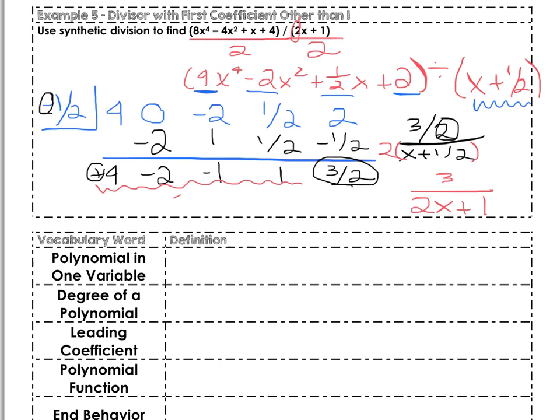These guys are going to be the new coefficients for our quotient. We were a degree 4, so now we're going to be a degree 3, so we're going to have 4x cubed minus 2x squared minus x plus 1, and then plus our remainder quantity of 3 over 2x plus 1. Hopefully that made sense. The part that you'll probably need to watch out for is dividing a fraction by a quantity. Your textbook does a pretty good job of explaining it, so make sure you check that out. All right, on to 7-1.